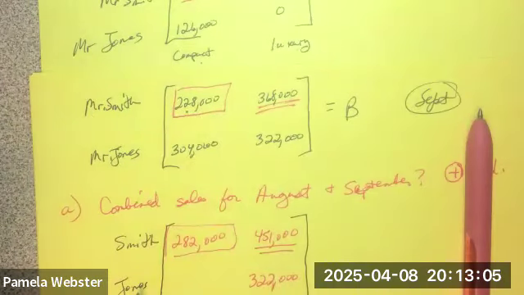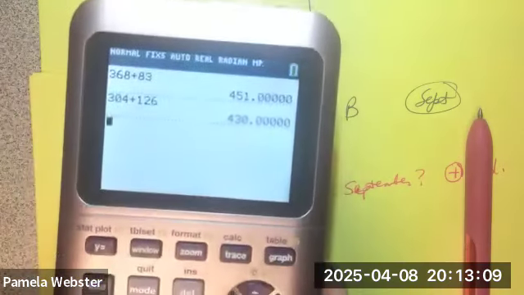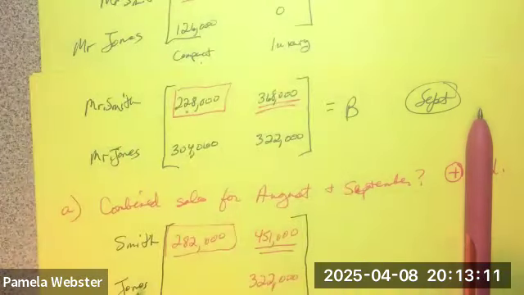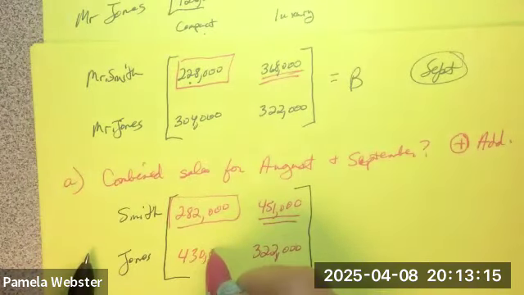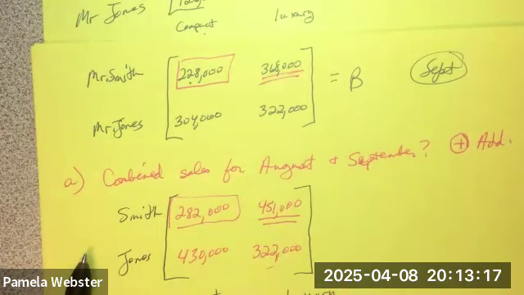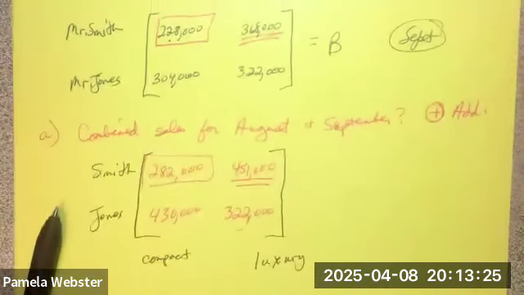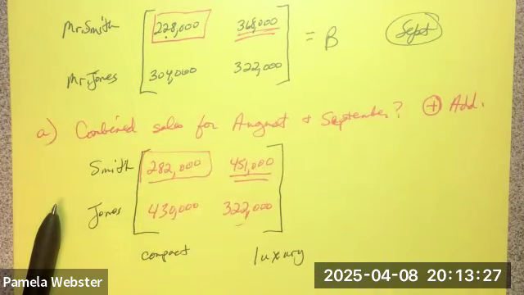304 plus 126, right? $430,000 worth of sales combined for the months of August and September for Mr. Jones when we're talking about compact cars. Okay, so that's kind of the way I'm going to do this. That's part A. We're going to figure out what he's got going on for part B, but that's the idea here.